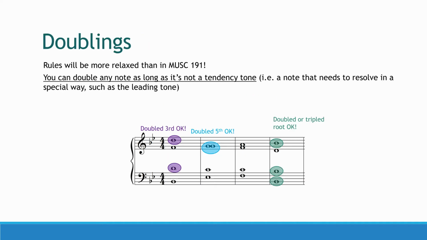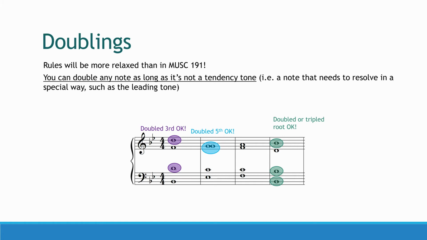I want to talk a little bit about doublings as well, because I'm going to relax the doubling rules compared to what you learned last year. Last year, you were given very, very fixed ideas of what to double in particular chords. I believe you were told that you can double root in some of the primary function chords, or in some chords like 2 that you might want to double the third. In this course, I'm going to be way more flexible about it. In this course, you can double anything you want to, as long as it's not a note that has to resolve in a special way. And the reason for that is if it has to resolve in a special way, you can't do that to 2 of the same note without creating parallels. So feel free to double your root, your third, or your fifth.